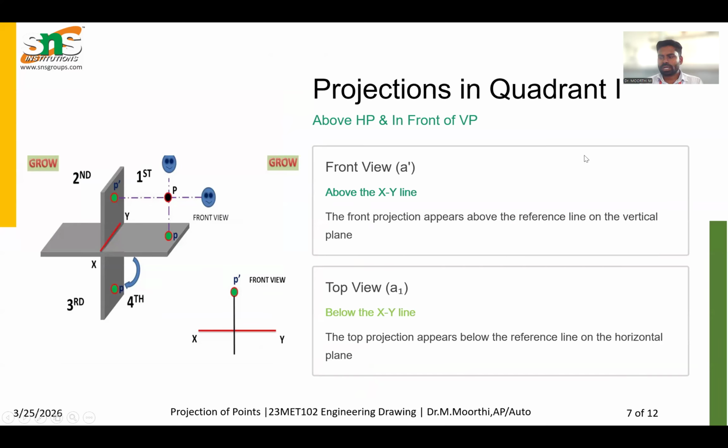In the projection of the first quadrant, the point is above HP and in front of VP. The front view of the projection is on the vertical plane, and the top view is represented in the horizontal plane. So here we have the first quadrant. We have the point called P, and the front view of the point P is represented in the vertical plane, and the top view is mentioned in the horizontal plane. So here we have the front view called P dash, and the top view in the horizontal plane.